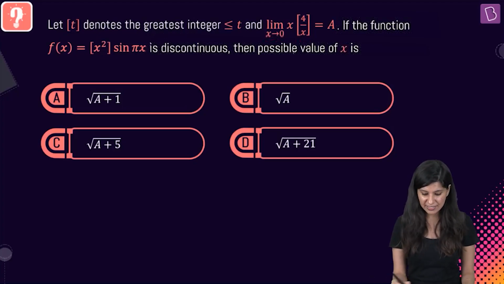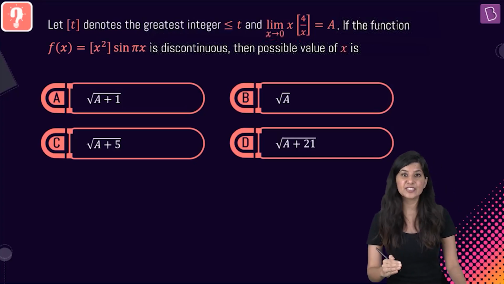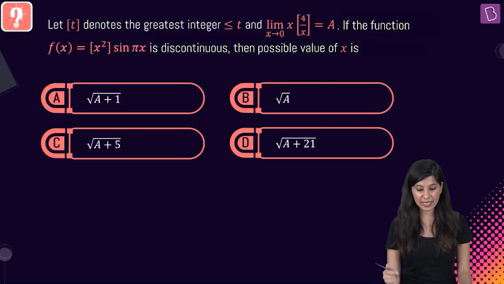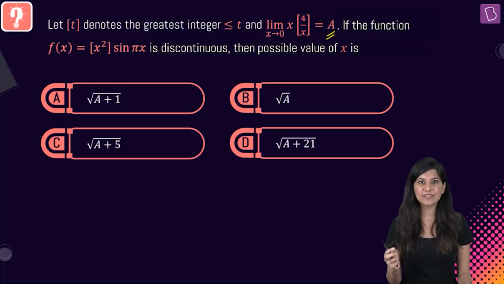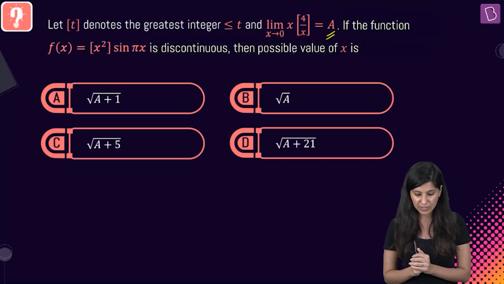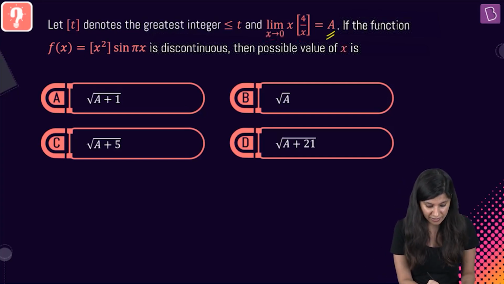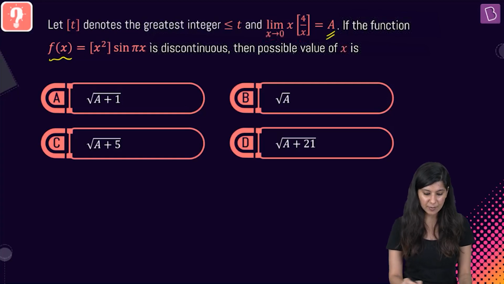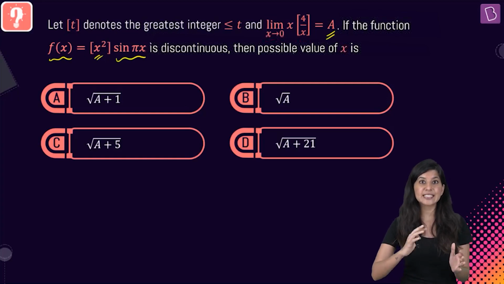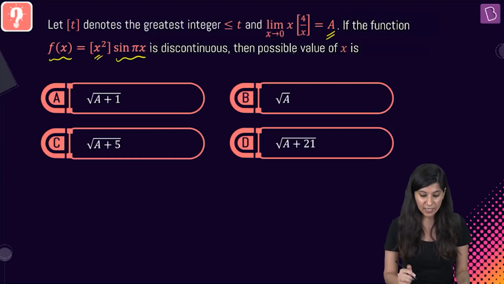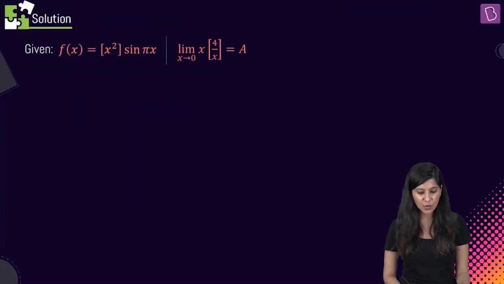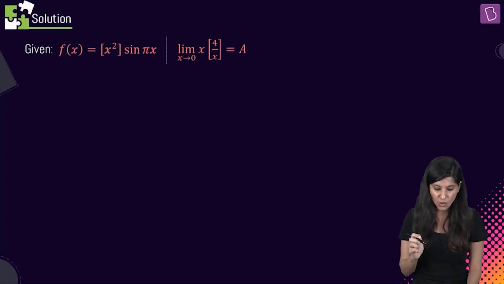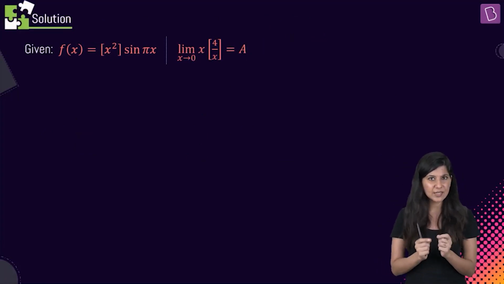Alright, so we have a function which says limit of x multiplied by GIF of 4 by x is equal to A when x is tending towards 0, right? So by solving this limit, we can easily figure out the exact value of A. Alright, cool. Then we need to figure out that if we have a function f of x, which is nothing but GIF of x square multiplied by sine pi x, and this function is discontinuous at what all points, and those points are given in terms of A, right? So that means first thing we need to figure out what? A.